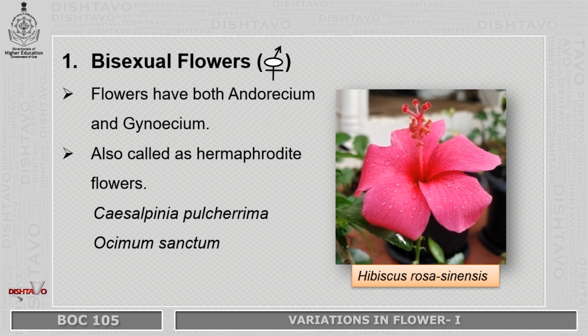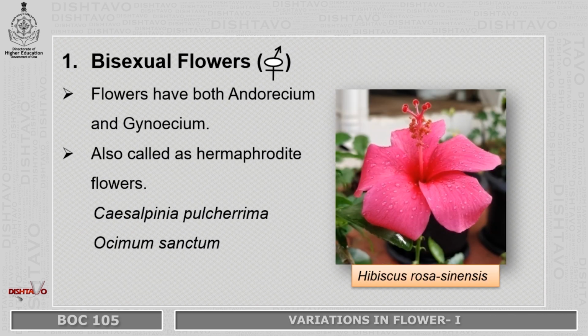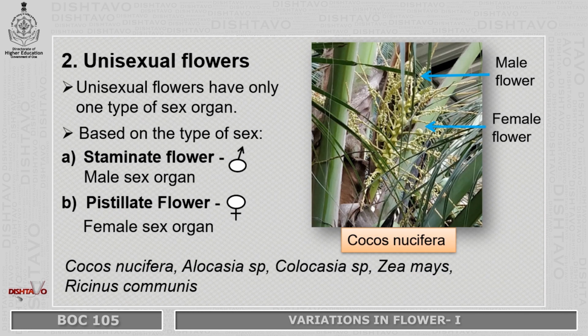Let us learn about the bisexual flower. These flowers have both the androecium and the gynoecium. These flowers are also called hermaphrodite flowers. Examples of plants showing bisexual flowers are Hibiscus rosa sinensis, Caesalpinia pulcherrima, and Ocimum sanctum.